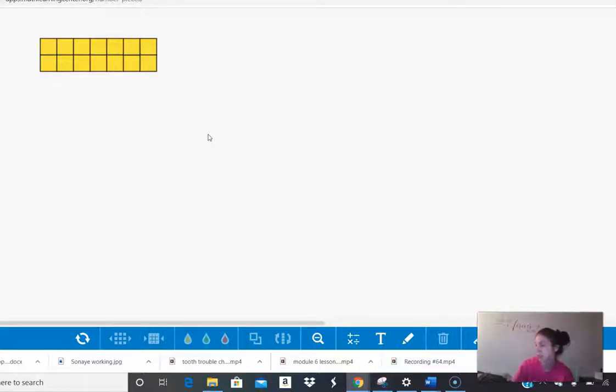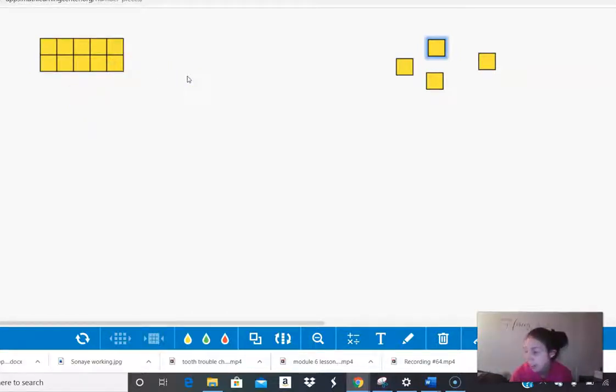Let's see if that's true for a different group of even numbers. So I want to do 2 rows of 5. So we have 1, 2, 3, 4, 5. I'm going to take away these guys over here. So let's focus on this group here. I have 2 rows of 5. So that would be 5 plus 5. Our answer would be 10. 10 is an even number. I can see that each of these has a partner. There's not one hanging out here by itself. So 10 is an even number.